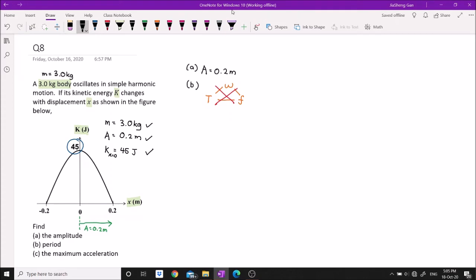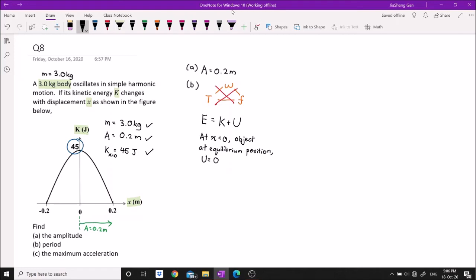Okay, so we know that E, total energy, is equal to K plus U. But you know that when x is equal to 0, the object is at its equilibrium position. If it's at its equilibrium position, there will be no potential energy, right? Imagine a spring at its equilibrium state: not stretched, not compressed, so there will be no elastic potential energy. So what we can say here is U is equal to 0.